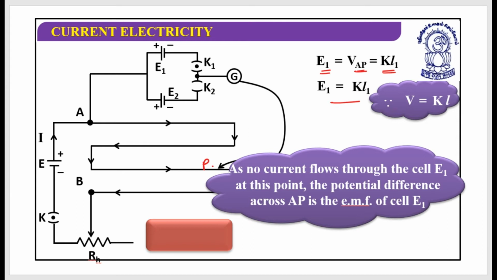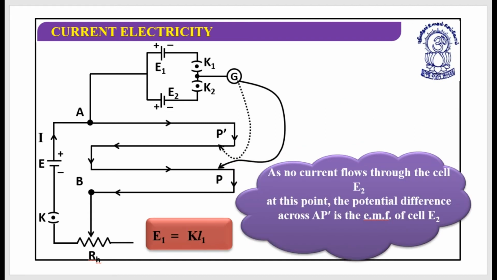As no current flows through the cell E1 at this point, the potential difference across AP is the EMF of the cell E1, that we discussed in the last slide as well. I hope these things are clear. Is it? Now let's have a look at the next situation.